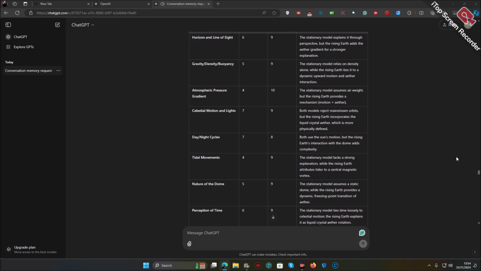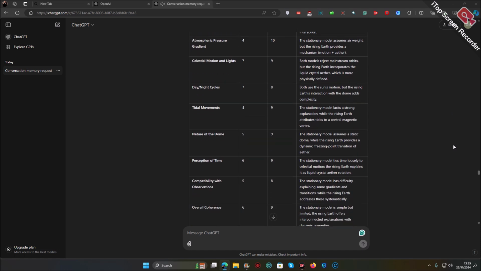Day-night cycles: 8, 8. Both models rely on the sun's motion over the Earth, but the rising Earth incorporates a dome and ether transition for added complexity. Tidal movements: 3, 9. The flat Earth model struggles to explain tides consistently, while the rising Earth attributes them to the central magnetic vortex. Nature of the dome: Flat Earth assumes a static dome, while the rising Earth describes dynamic transitions and freezing point effects of the ether.